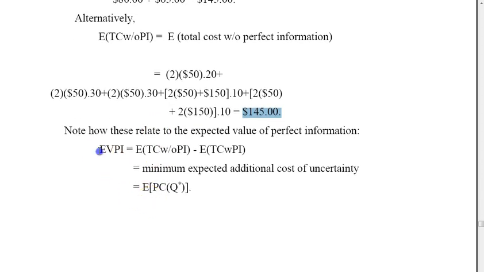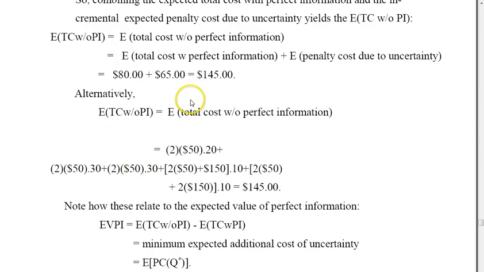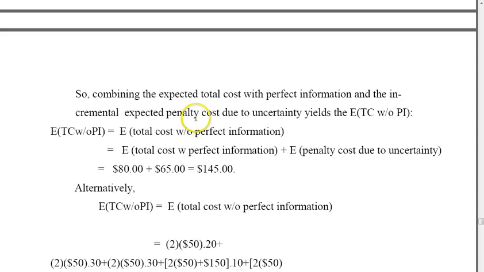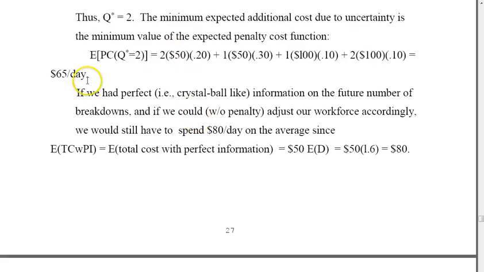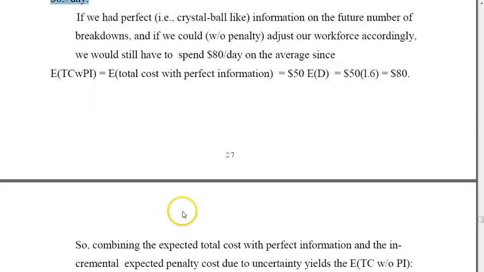And so now the expected value of perfect information is the expected total cost without perfect information minus the expected total cost with perfect information. And that turns out to be the expected penalty cost. So the expected penalty cost is the expected value of perfect information. So the $65, that's the expected value of having perfect information. Okay.